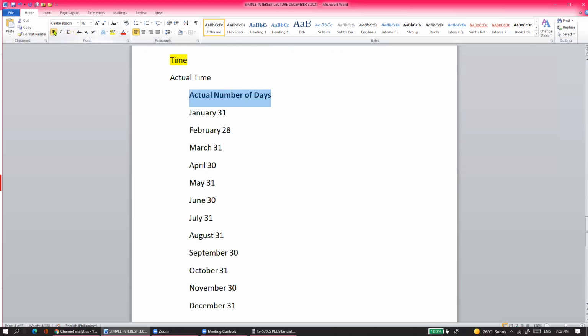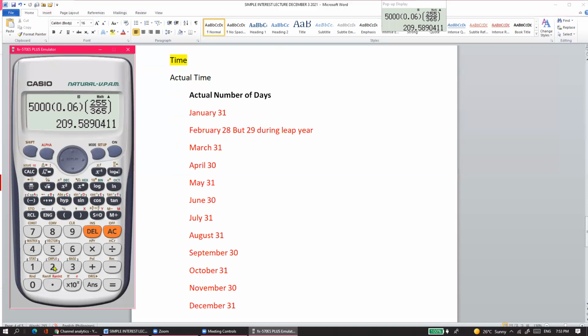When the actual number of days is being asked, we should use the actual number of days per month. Now, February has 28 days when it is not a leap year. But February has 29 days during a leap year. Again, how do you know if it is a leap year? When the year is exactly divisible by 4. Let me show you. For example, the year 2016, is that a leap year? Why is it a leap year? Because when I divided it by 4, I got exactly 504. No decimal. That is a leap year.